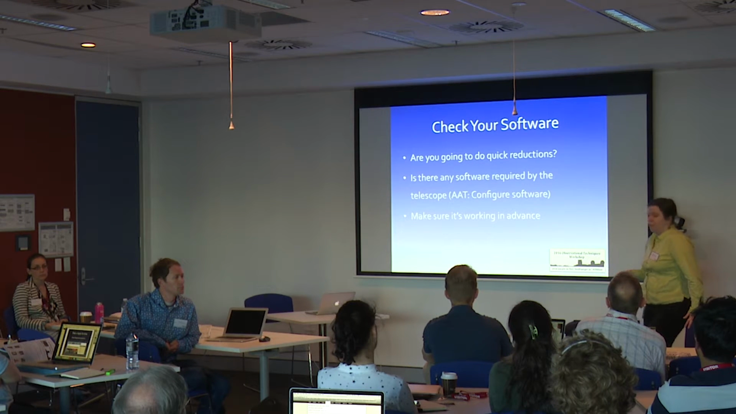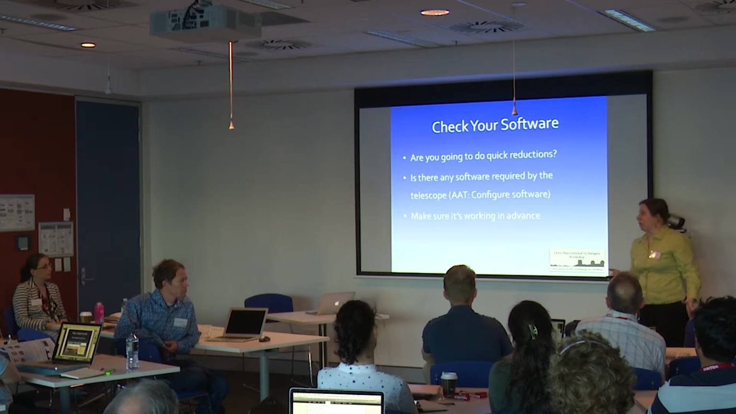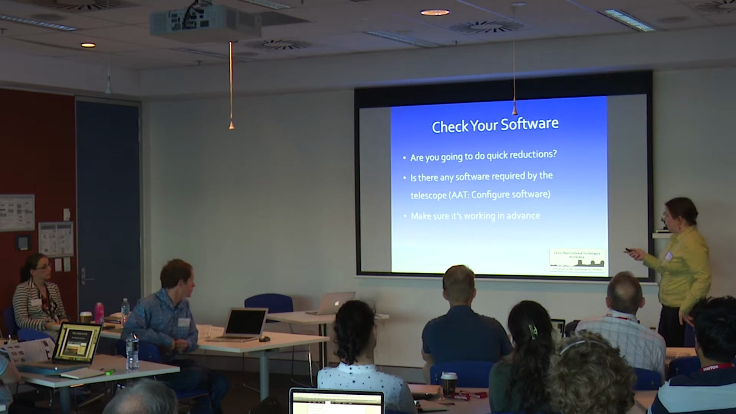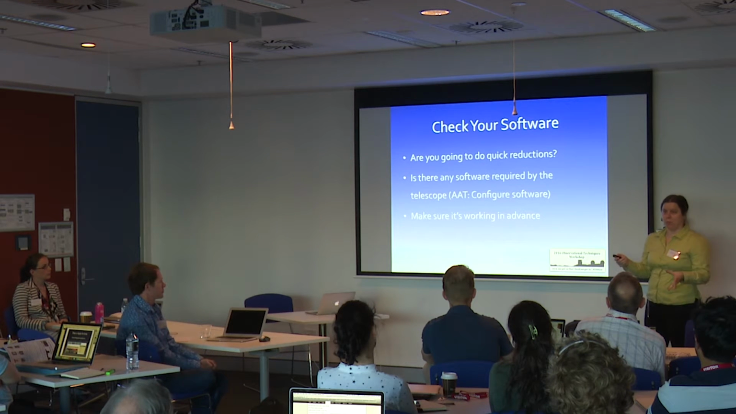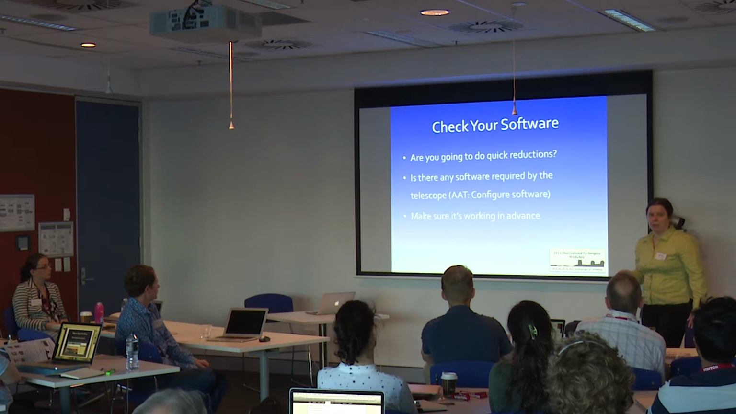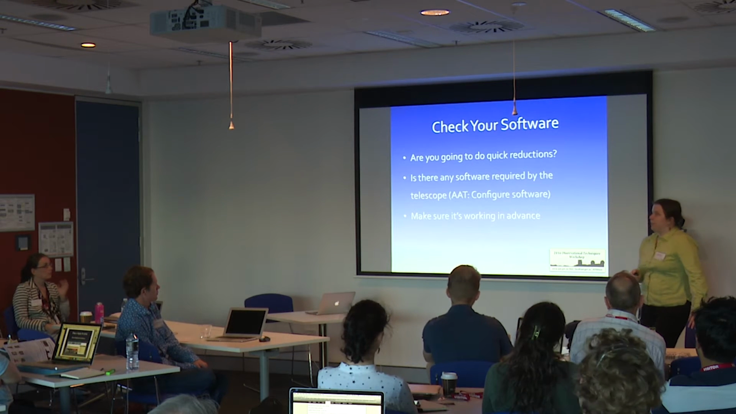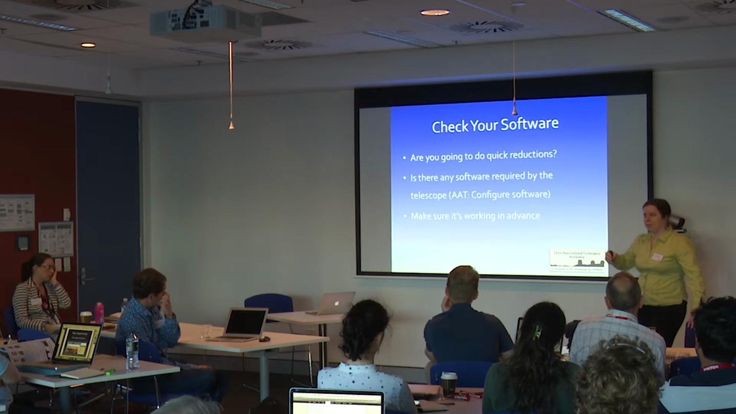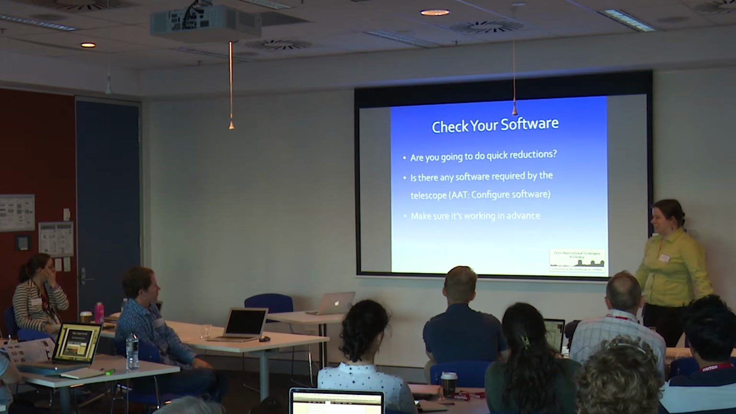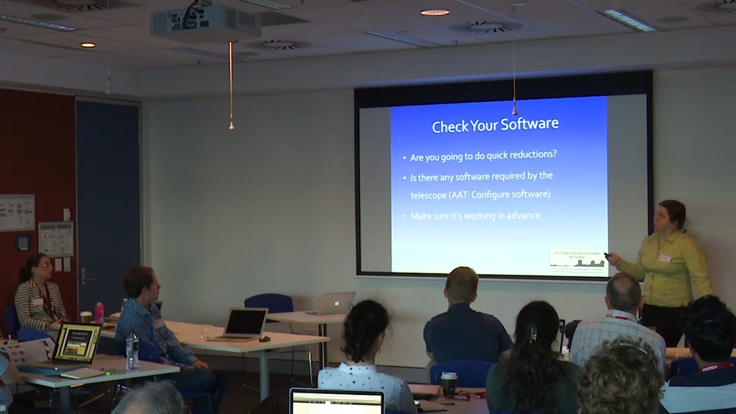And of course, aside from your own science goals and whatever quick reductions you might want, your telescope might require you to run certain software to do its observations. I think a good example is the AAT configure software. If you go observing at the AAT and you want to use 2dF or Hermes, and you want to configure this beautiful robot and point at 300-something different stars, you can show up with your list of objects and just hope that configure works.